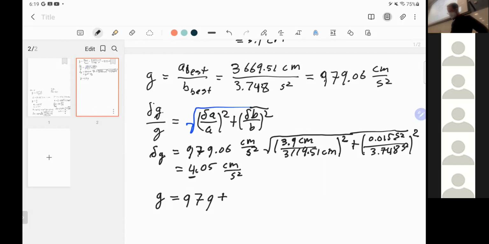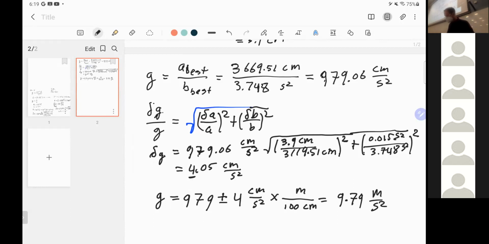Plus or minus, you're going to round the uncertainty to just one significant figure. So plus or minus 4. And the units are centimeters per second squared. You might be more familiar with this number in units of meters per second squared. So if you want to convert to meters per second squared, just divide by 100 centimeters per meter, and you'll get 9.79 meters per second squared. Oh, I'm sorry, I forgot the uncertainty. 9.79 plus or minus 0.04 meters per second squared.